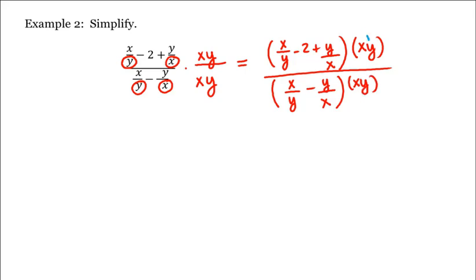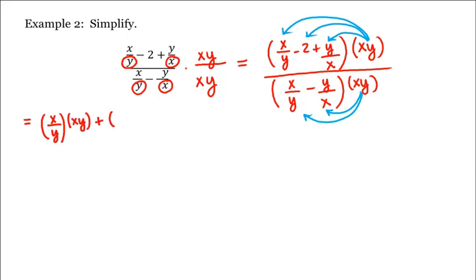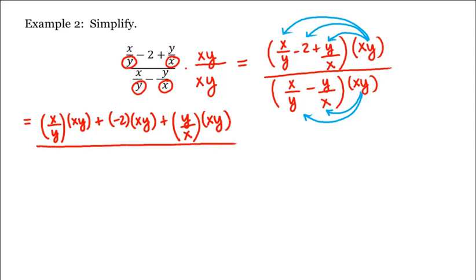And now we'll distribute this xy to these three terms, as well as distribute this xy to these two terms, which gives us x divided by y times xy plus negative 2 times xy plus y divided by x times xy, all divided by x divided by y times xy plus negative y divided by x times xy.